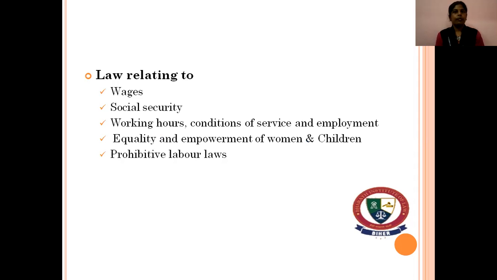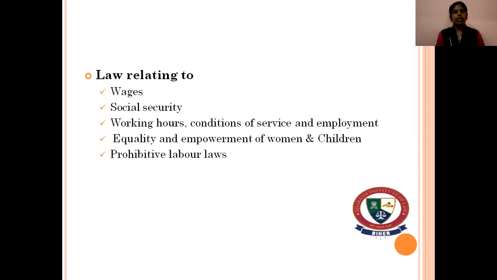So these are all the 5 categories into which all the labor laws can be brought. Normally, labor law is not just a single act, but a collection or consolidation of various acts. So all the labor laws can be brought into these 5 categories. I'll explain what the categories are.